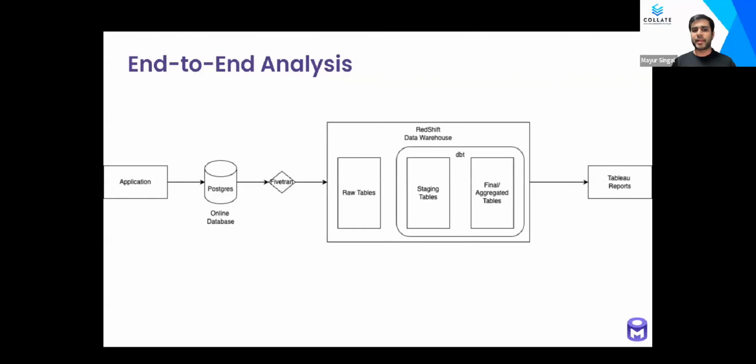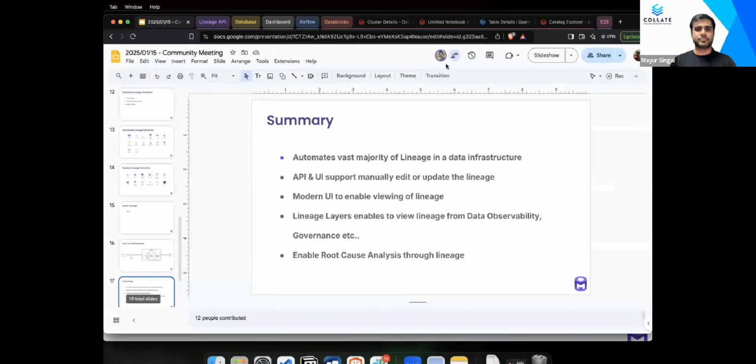And then there is a Fivetran pipeline which extracts the data from Postgres and moves it to a Redshift data warehouse. Within the data warehouse, I have three categories of tables. The first one is raw tables, where the data from Postgres gets directly dumped. And then I make use of dbt to perform transformation and aggregation. dbt will be responsible for creating some staging tables and final aggregated tables that will be used at the end and get consumed by Tableau reports. So let's see how this lineage can get captured in OpenMetadata.